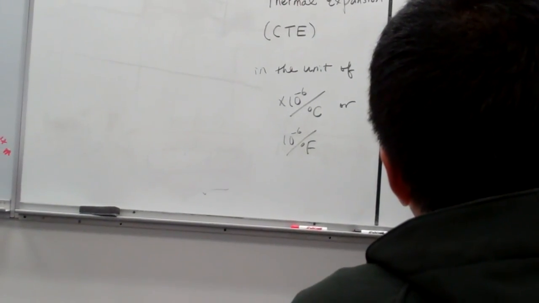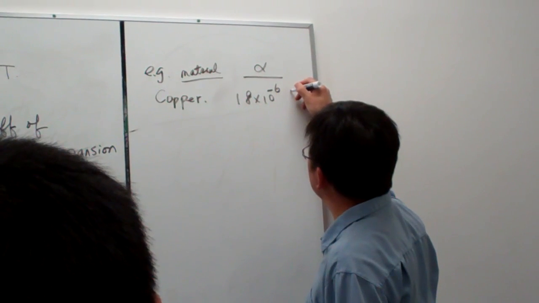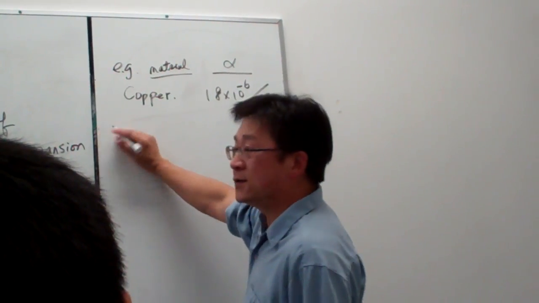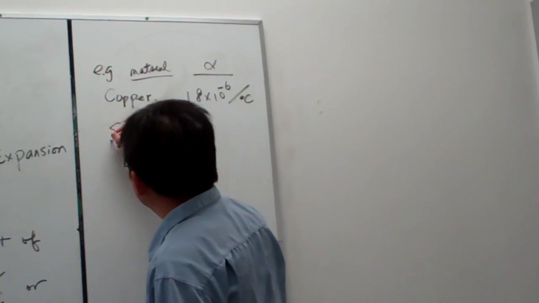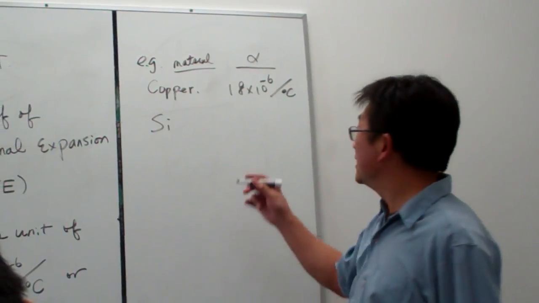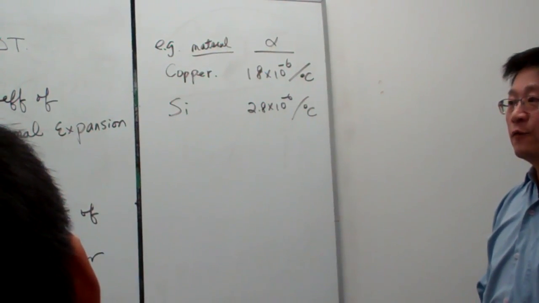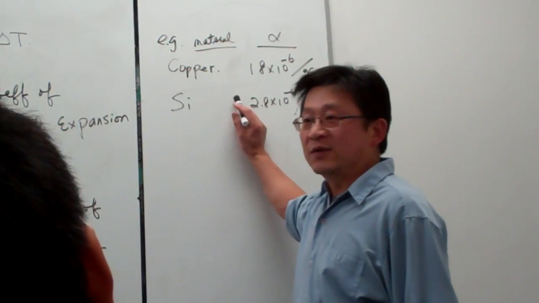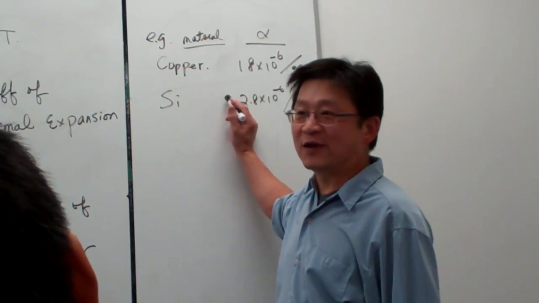the alpha for copper is 18 times 10 to the minus 6 per Celsius. And for silicon, just like sand or glass, this is about 2.8 times 10 to the minus 6 per Celsius. And for others, for steel, I forgot. The reason I remember these two materials is that they are part of the common materials used in your cell phone or your iPad.